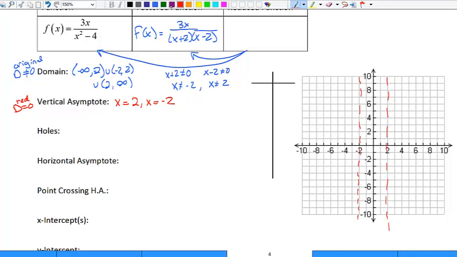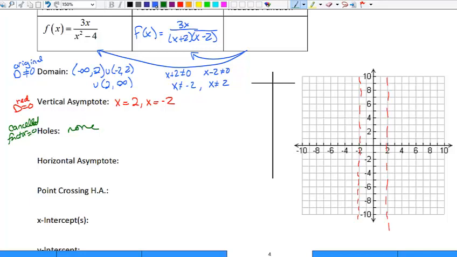The next part is the holes. Holes only appear if you cancel a factor out. And you would set those canceled factors equal to 0. But there was no canceling, so therefore there are no holes.